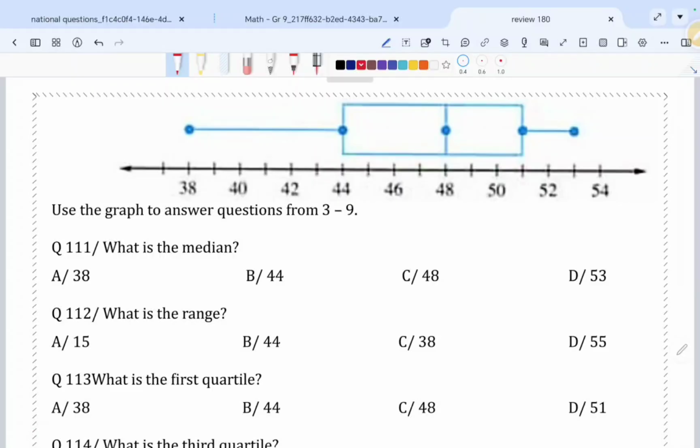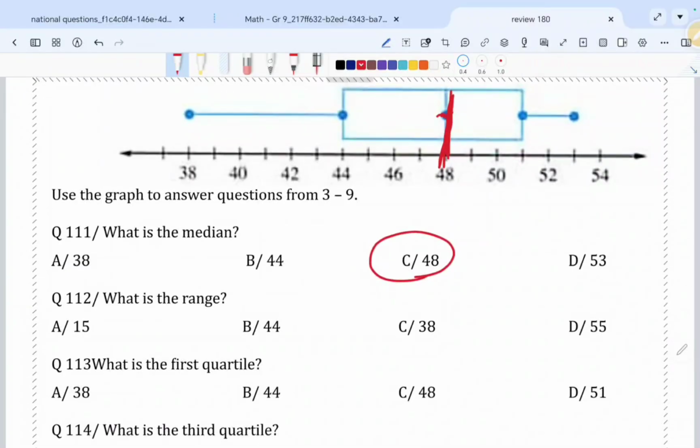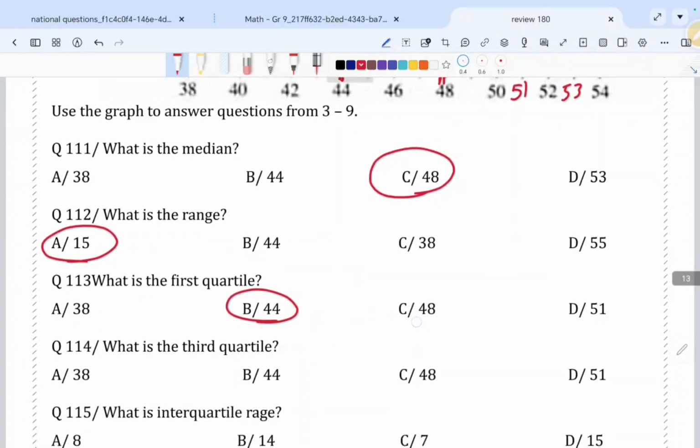Use the graph to answer the questions from 3 to 9. What's the median? Median is here, so it's 48. What's the range? 53 is here, okay? 53 minus what? Minus 38. This one, the greatest one minus the smallest one. 53 minus 38 is equal to 15. What's the first quartile? Here is the first quartile, that's 44. What's the third quartile? Third quartile is here, so that's 51.